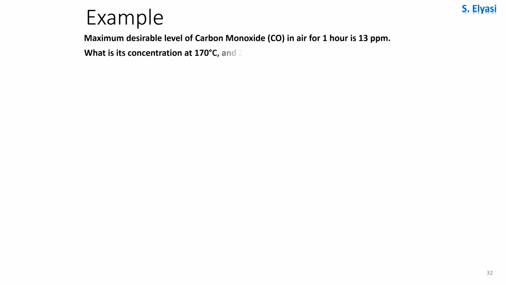In this example, we'll explore the concept of concentration units for a species in a mixed gas. Assume we want to determine the concentration of carbon monoxide in the air at 170 degrees Celsius and 2 atmospheres, expressed in micrograms per cubic meter of mixed gas. The desired level of carbon monoxide for a 1-hour period is 13 parts per million, ppm.